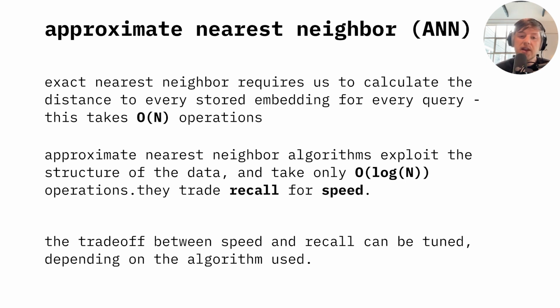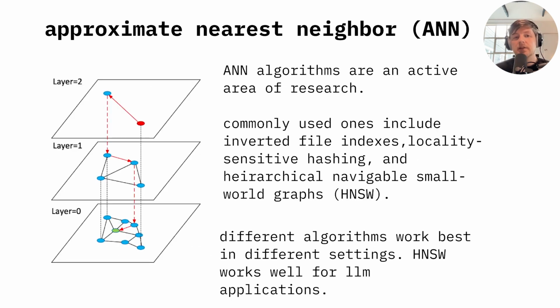And the way that they do that is because they trade recall. In other words, sometimes they might miss the truly nth nearest neighbor and grab something else in exchange for speed and computational complexity. Now, that might sound a little worrying, but the reality is that the trade-off between speed and recall can be tuned depending on the algorithm used, and there's a lot of flexibility in how these things are implemented. So going into a little bit more depth about approximate nearest neighbors.